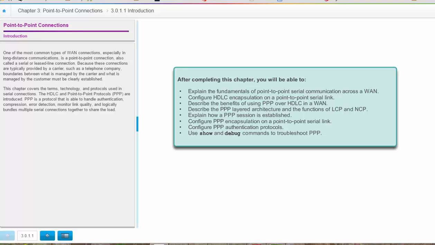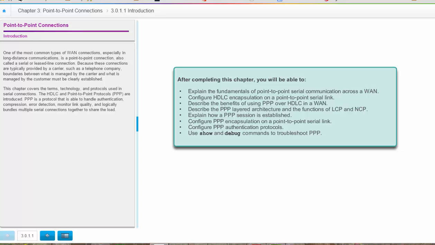Point-to-point connections. One of the most common types of our WAN connections, especially when we're looking at buildings or networks that cover a long distance, are point-to-point connections. They're sometimes called serial or leased line connections, and these connections are typically provided by carriers such as your telephone company, your ISP. It's who you purchase your access from.